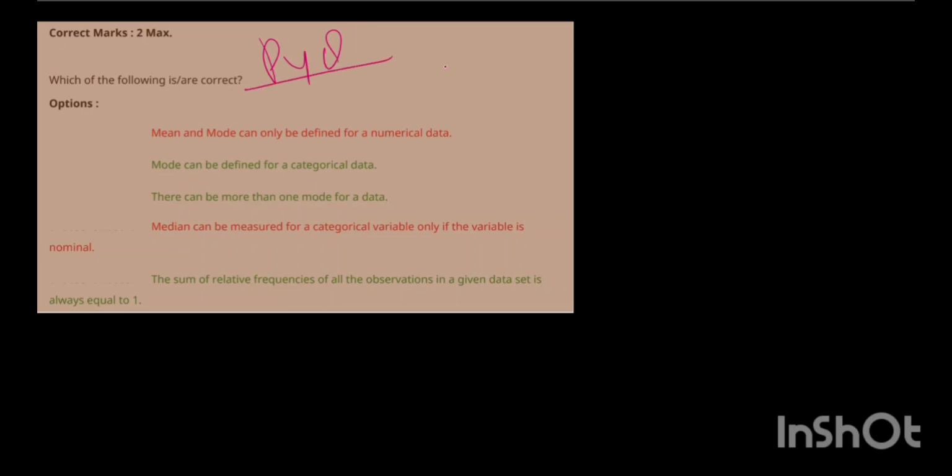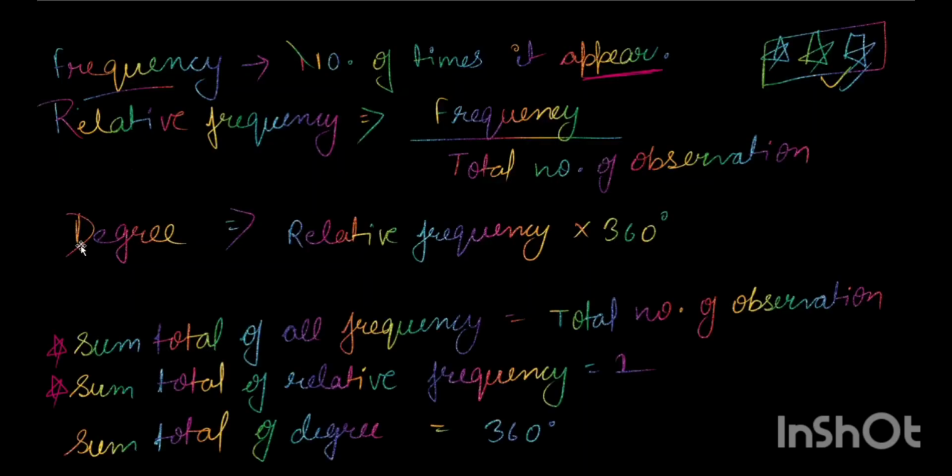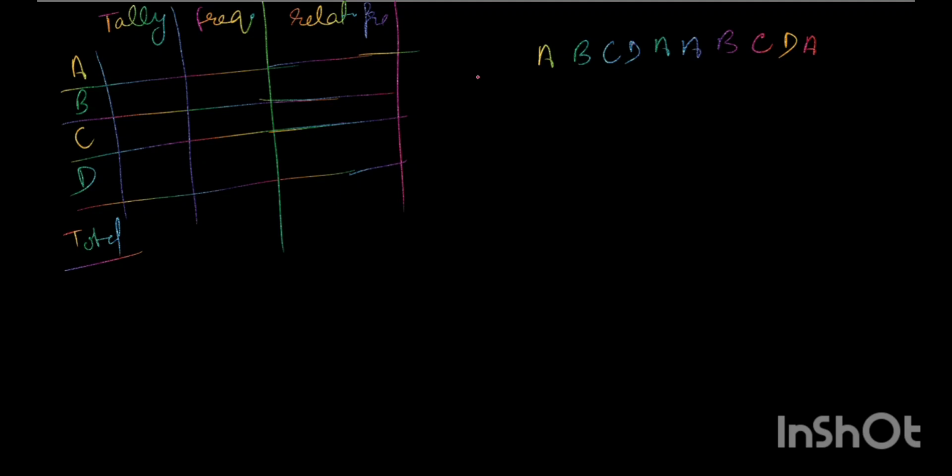So this is one PYQ, and as you know, I cannot display the entire PYQ all at once because of copyright. So as you can see, the sum of relative frequency of all observations in a given data set is always equal to 1. This is a kind of theoretical question that came, and sometimes they directly ask the definitions actually. So here I have mentioned sum total of relative frequencies equal to 1.